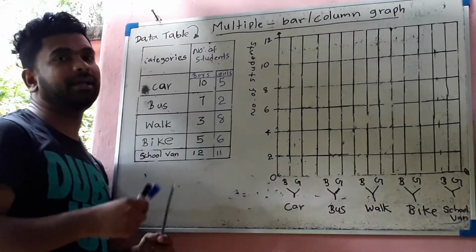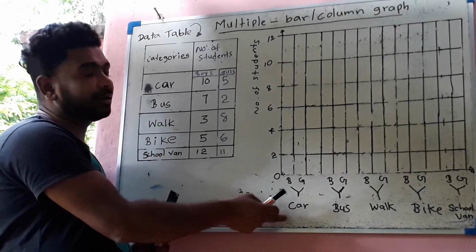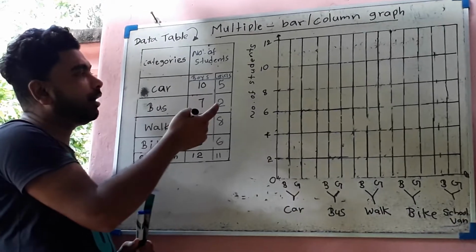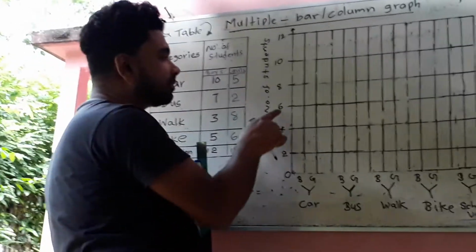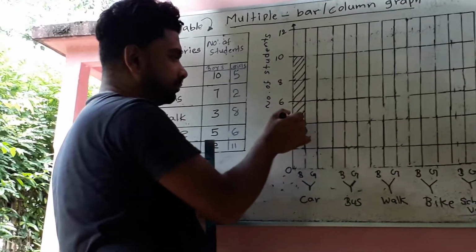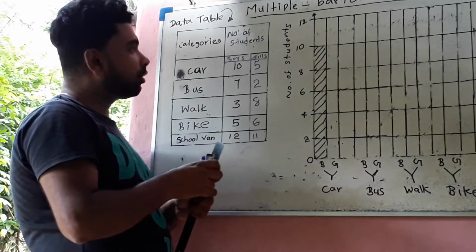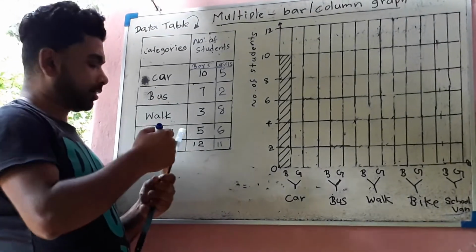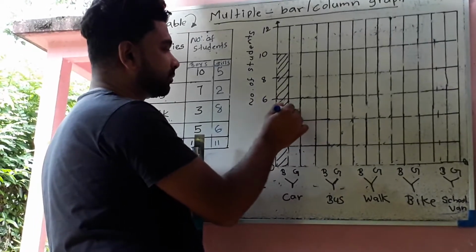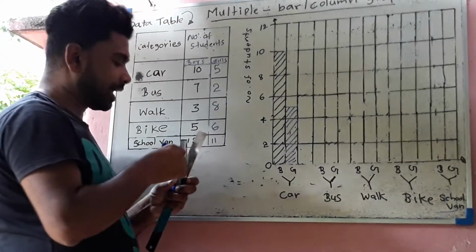So I have used two colors here, right? This is the main category, mode of travel, car. For boys, what is the number of students? 10. Then 2, 4, 6, 8, 10. Here boys. And the students or the girls who use car, what is the number? 5. 2, 4, 5. Then I keep a gap, right?